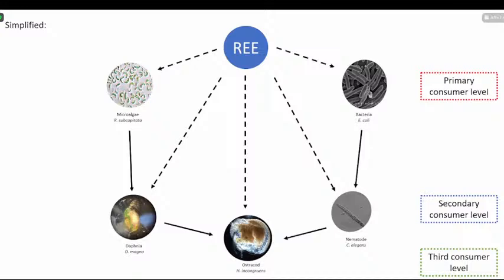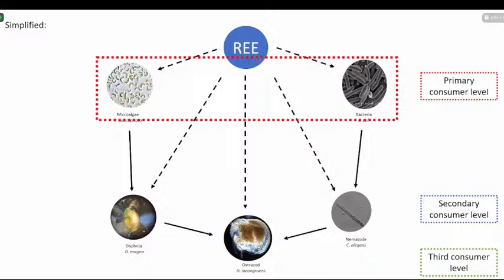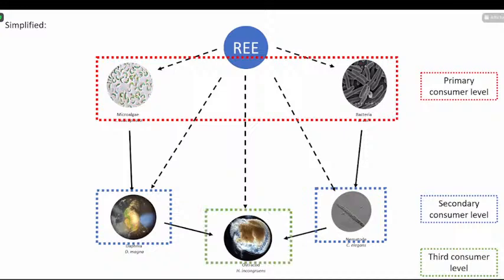You basically get a piece of paper and you draw the easiest interactions you have for your food web. So we start with the primary consumers, which are at the bottom of the food web. So we're talking about microalgae and bacteria, which, as you can see, get eaten by the secondary consumers, which are the daphnids and the nematodes, who in turn get eaten by the ostracods, which is the third consumer level. As you can see, the rare elements don't only impact the primary consumers, but they also impact the secondary and third consumer levels.